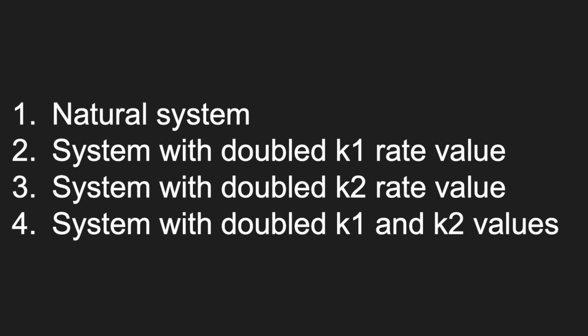4 different conditions would be simulated using the model to answer the question about the role K1 and K2 were playing in the timing of the system following activation. The natural system would be simulated first with the values summarized in the table previously shown. Next, doubled K1 and K2 values were tested in an attempt to analyze the impact of these 2 different rates. As a reminder, K1 is the rate of autophosphorylation of key A, and K2 is the rate of phosphotransfer from key A to key Y. The final condition would look at doubling both rates.